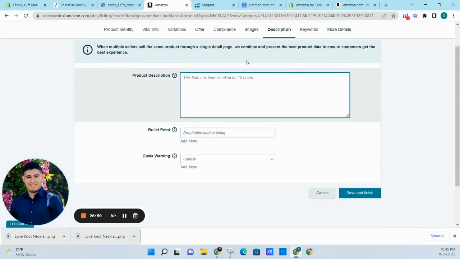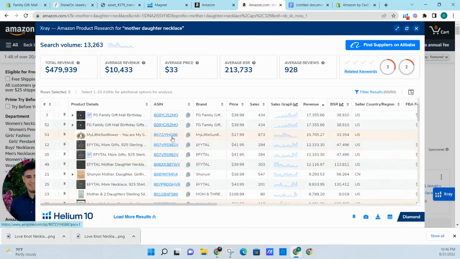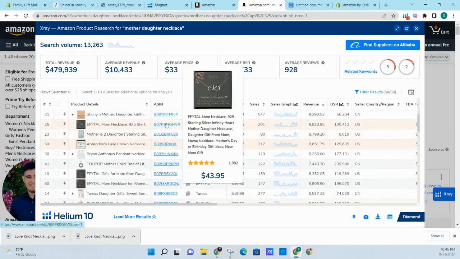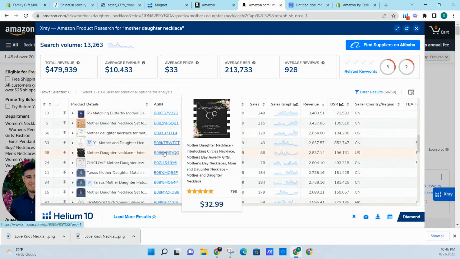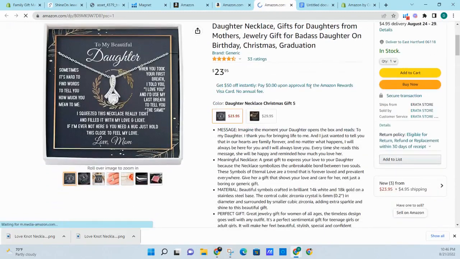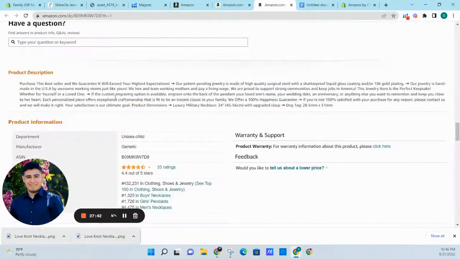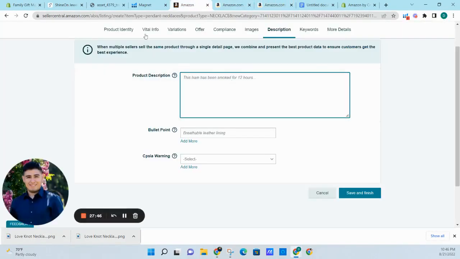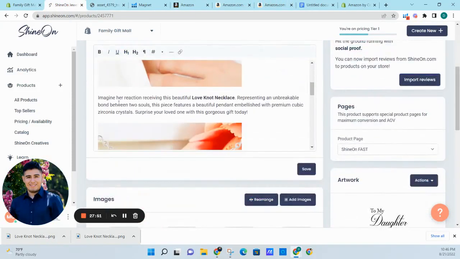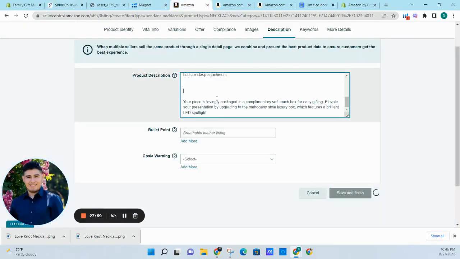In the description section, this is where you want to apply more SEO and try to put all the keywords that you can, right? Here's a good example of how. Let's look at one competitor. Oh yeah, so for the product description, I pretty much just entered the description from ShineOn, right? So that's something that you can do as well. Of course, not the images, but just to get started, you can just put the description from ShineOn.